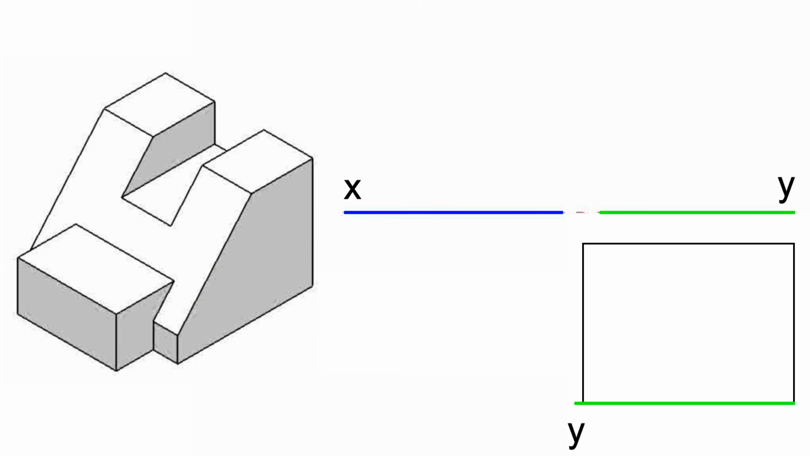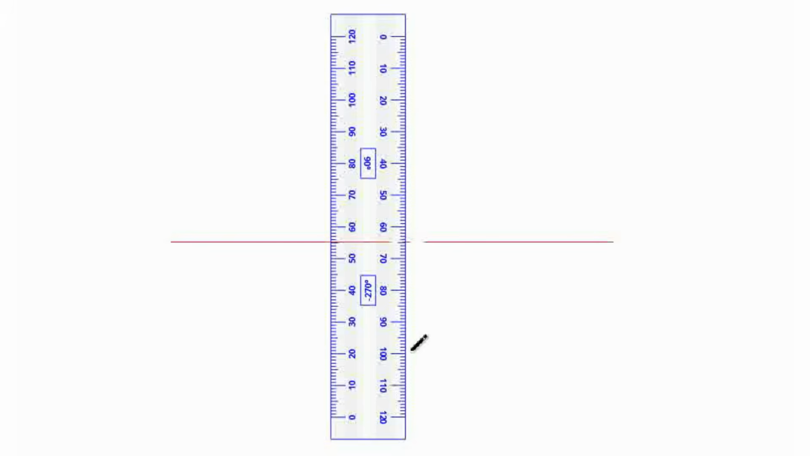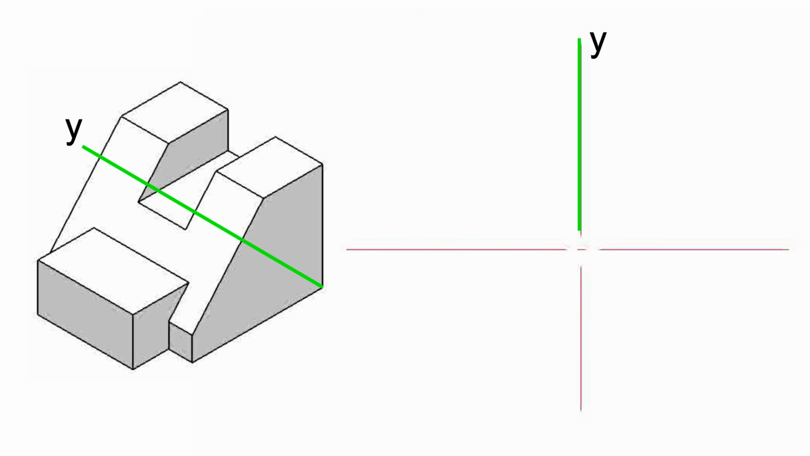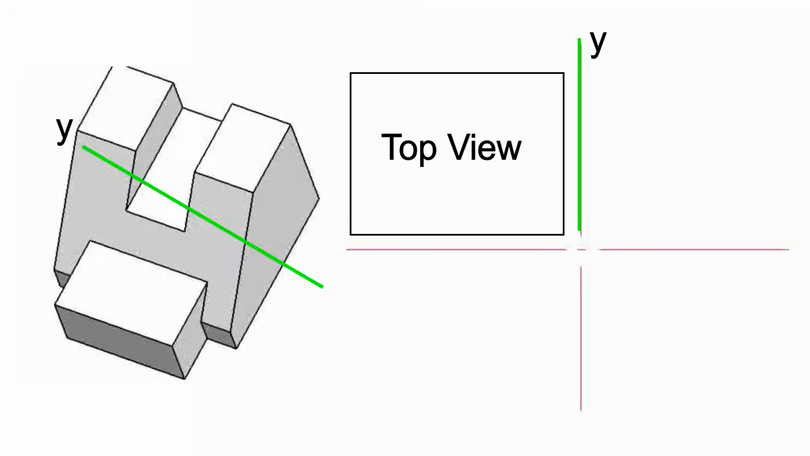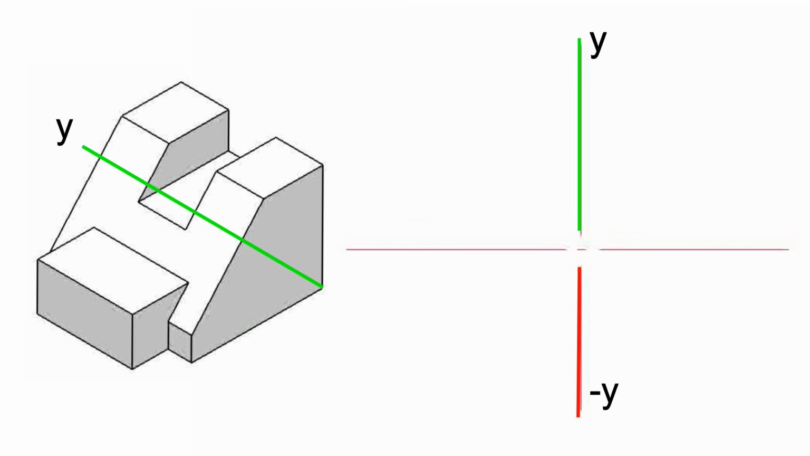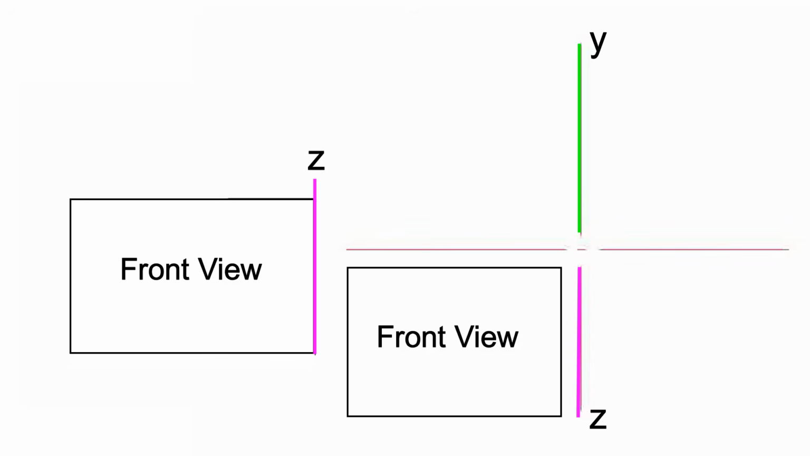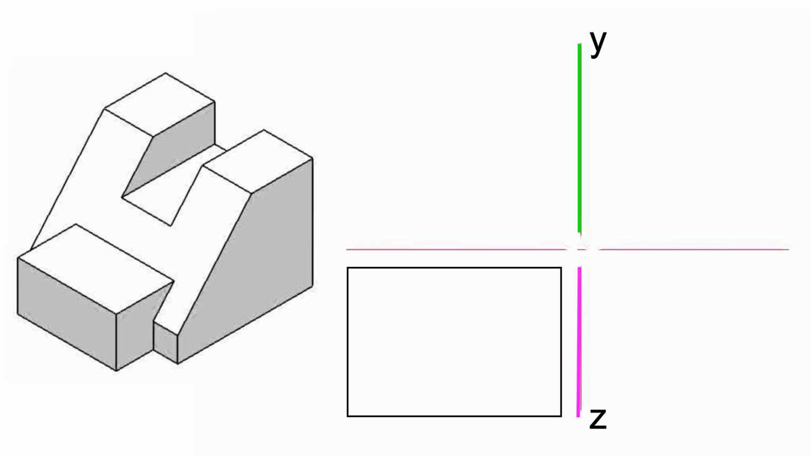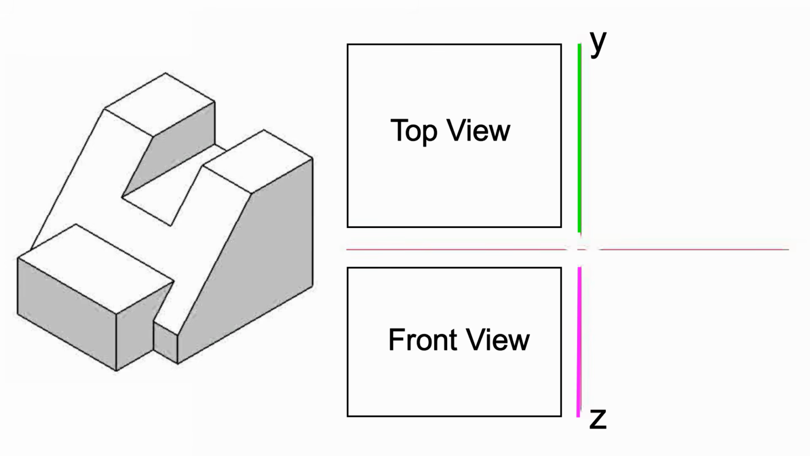Next, draw a vertical line for our z-axis. This vertical line also serves two purposes. In the positive direction, upward, it represents the y-axis, guiding the depth of the top view and the right side view. In the negative direction, downward, it represents the z-axis, guiding the height of the front view. Since in third angle projection, the top view is placed above the front view.